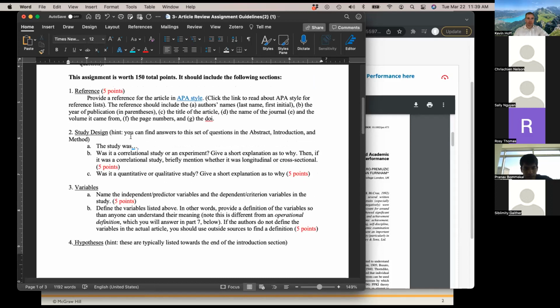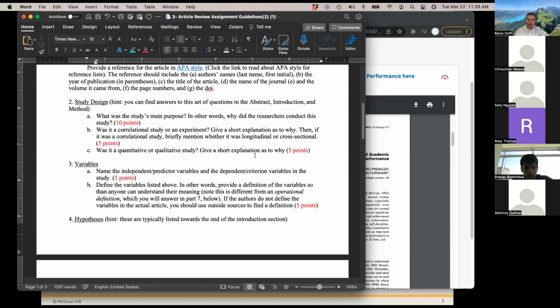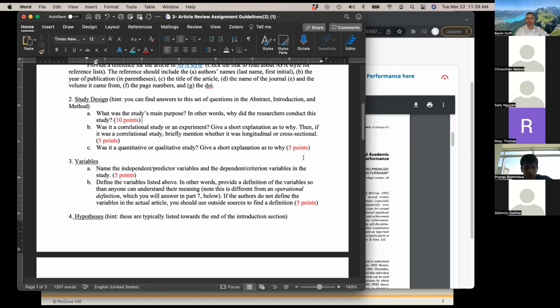There's a question about the study design, which I deleted. But basically your job is to report the study's main purpose. Was it correlational or an experiment? Was it quantitative or qualitative? Again, explaining why for each of these things. And these are really designed to check that you've been paying attention in class and that you understand how to apply what we've learned in class to real articles.